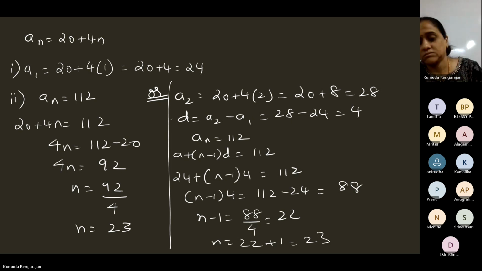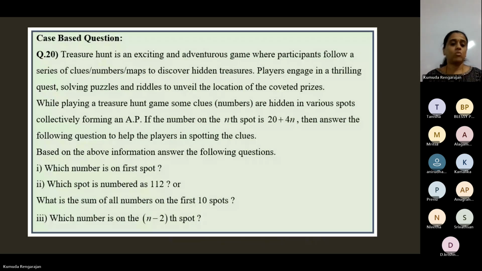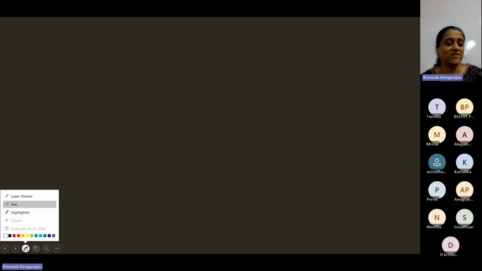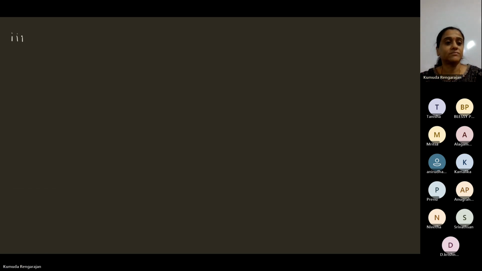What is the sum of all the numbers on the first 10 spots? 420. Okay, so we have to find S10, right? If we didn't find D there, we have to find D here. But now that it's there, I'll just use that. So we have to find S10, right?